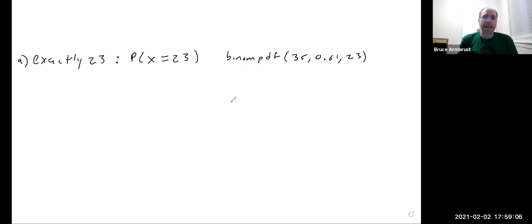If you've got like that TI-84 or whatever, it will actually tell you to plug in stuff. But so this is the N, P, and X. All right, so that was exactly. So then the second one was at most 23.